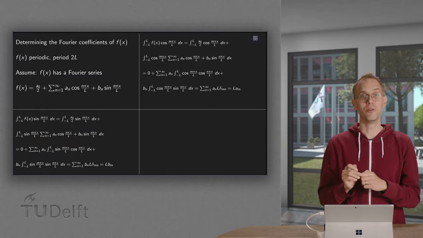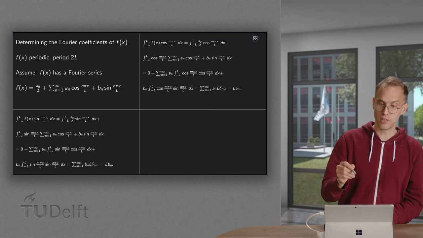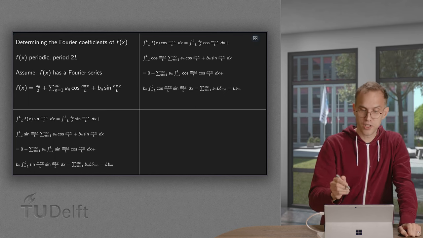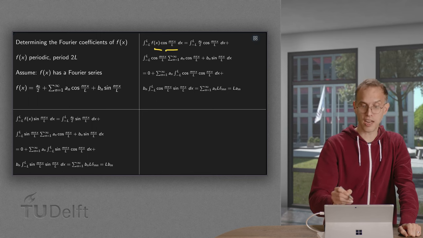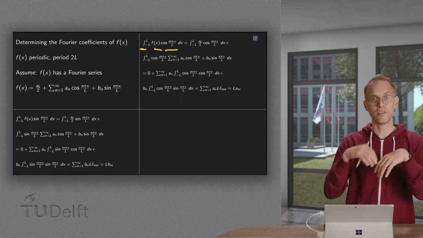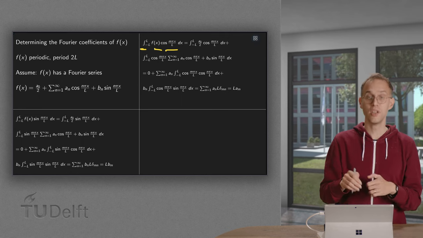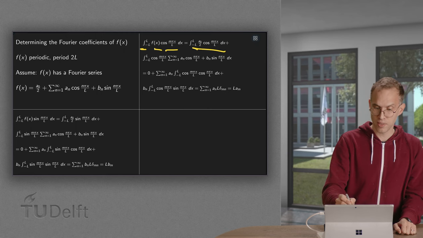Now we still have to compute a0 and am. So what do we do now? Well, a similar trick: we take our f of x, but now we multiply with cosine m pi x over L and we integrate. So we can do that on the left hand side, which gives us some integral which we can compute. We do the same on the right hand side, over here.